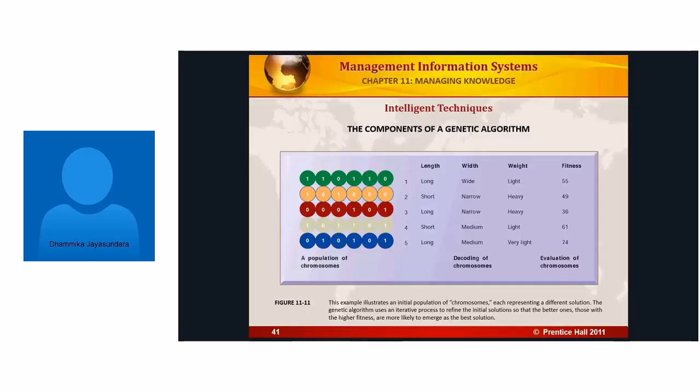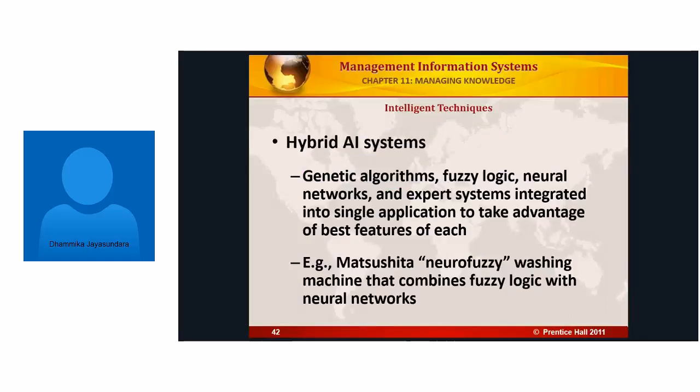So hybrid AI systems, or hybrid artificial intelligence systems, are where genetic algorithms, fuzzy logic, neural networks, and expert systems are integrated into a single application to take advantage of the best features of each. For example, the Matsushita neurofuzzy washing machine combines fuzzy logic with neural networks.